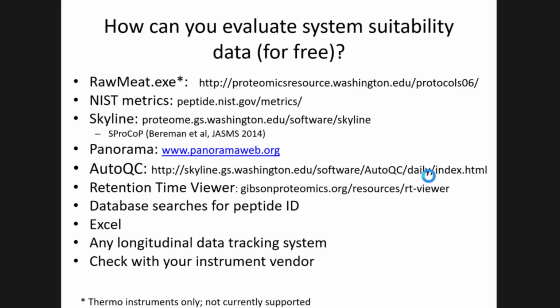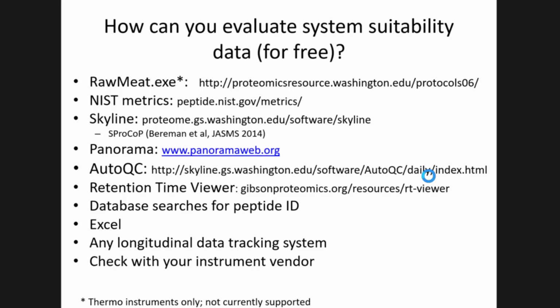This has been upgraded to software called Tartar. Get it? And so it takes the data and pulls out any kind of numerical information it can get out of it so that you can look at that and pull what you need and track it over time. The NIST metrics website, Skyline, SProCoP, Panorama, and AutoQC are all something that have evolved over the years, and now it's become a pretty well automated process.